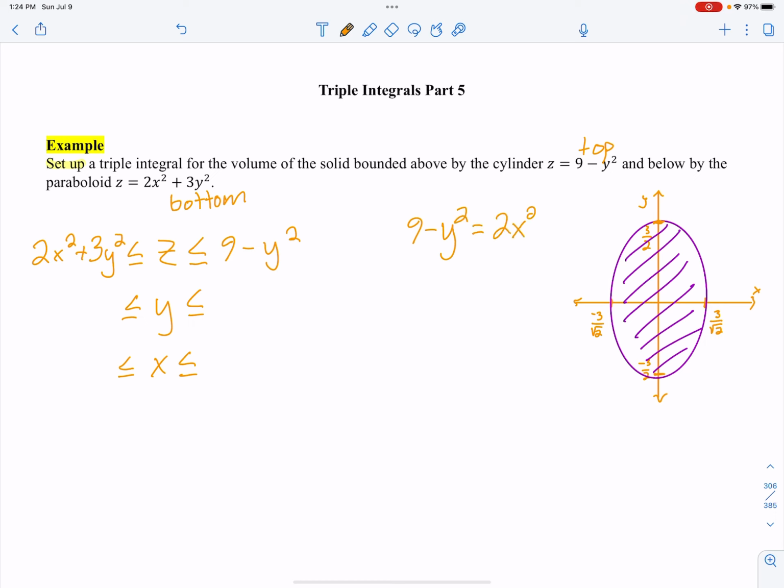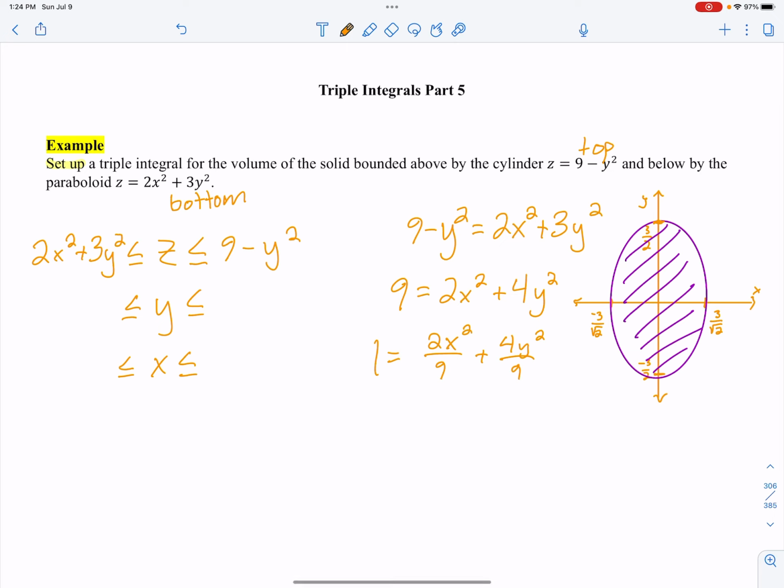Alright, so I got 2x squared plus 3y squared, and I set the two z's equal. Now I'm going to try to solve these things. Okay, I add the y squared over. I got 2x squared plus 4y squared. We need to get this equal to 1, so I'm going to divide everything by 9. So I got 2x squared over 9 plus 4y squared over 9.